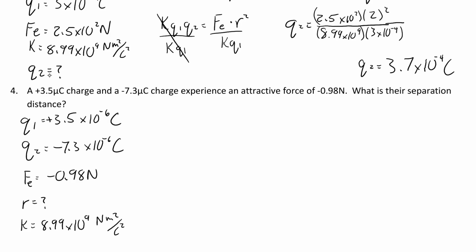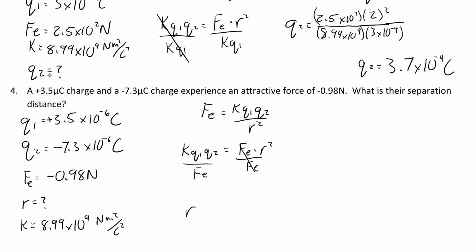All right, so what's their separation distance? Let's write down Coulomb's law. And I feel like solving for R first. So let's cross multiply. We're solving for R, so divide both sides by F_E. And then you take the square root of both sides. So R is equal to the square root of K times Q1 times Q2 divided by the electrostatic force.